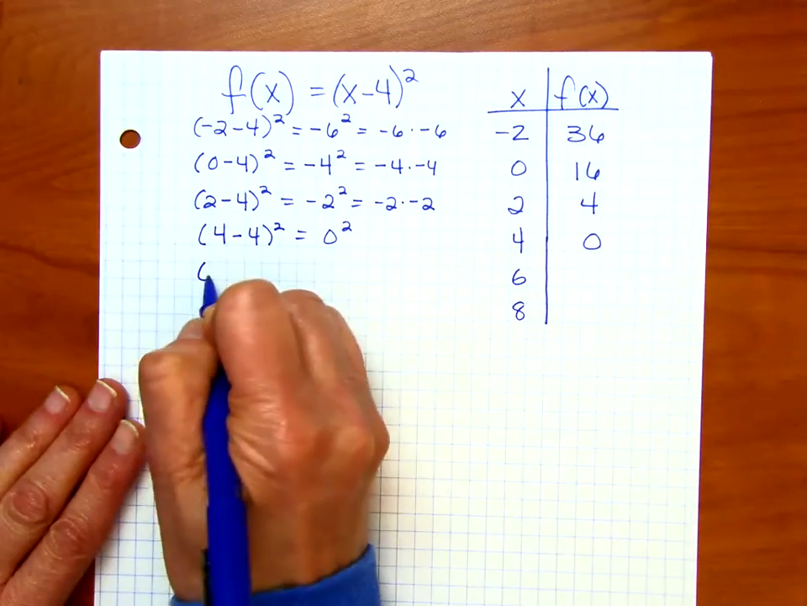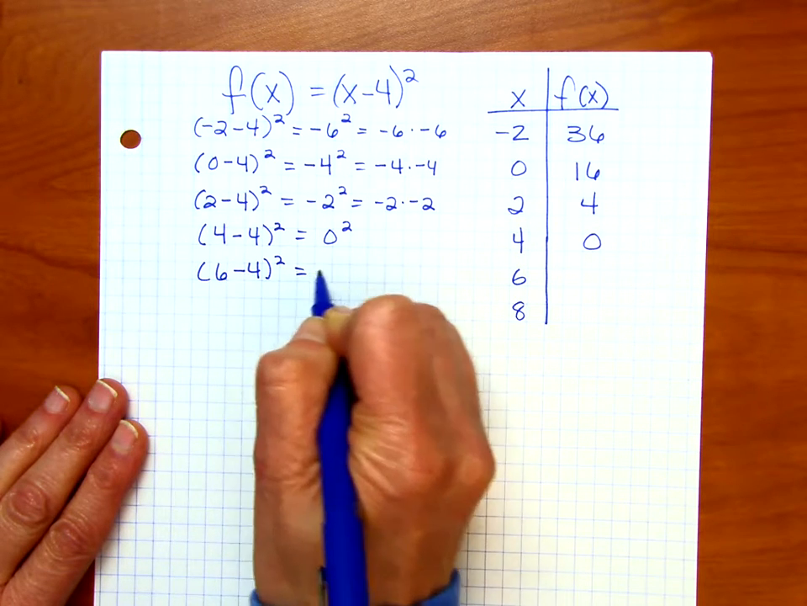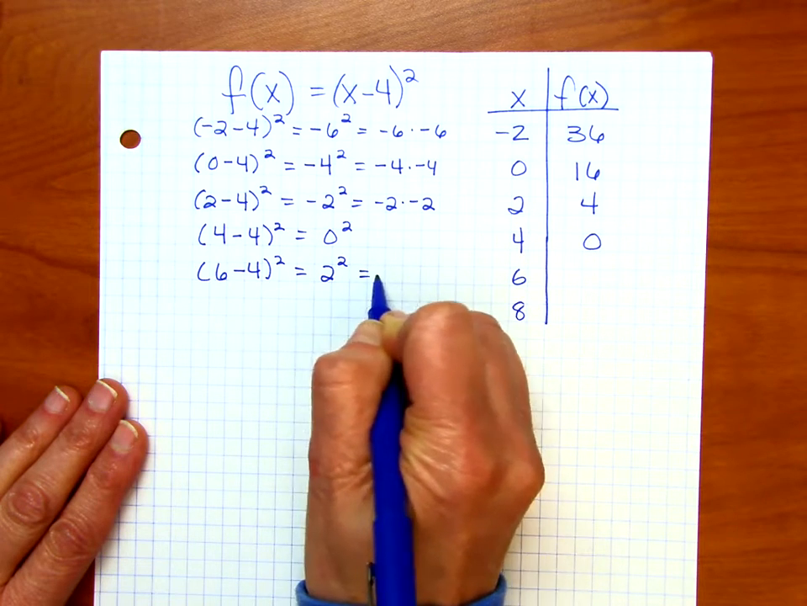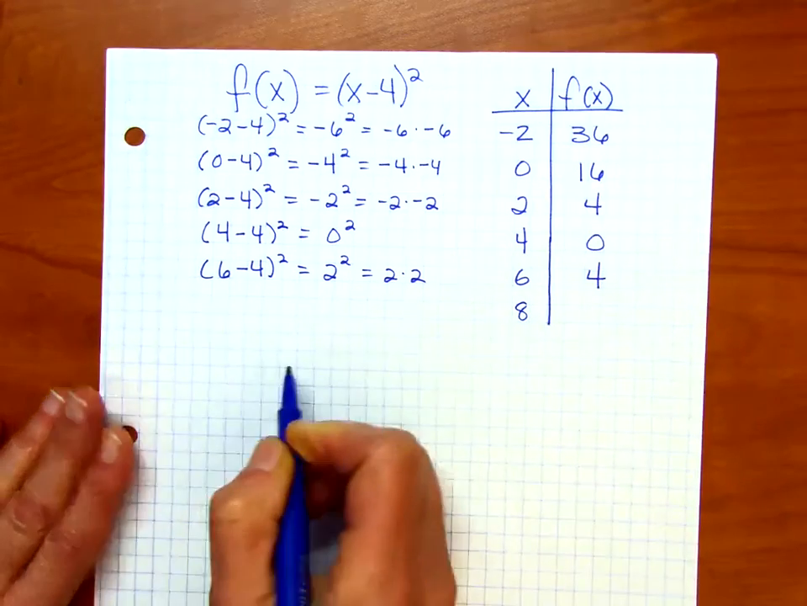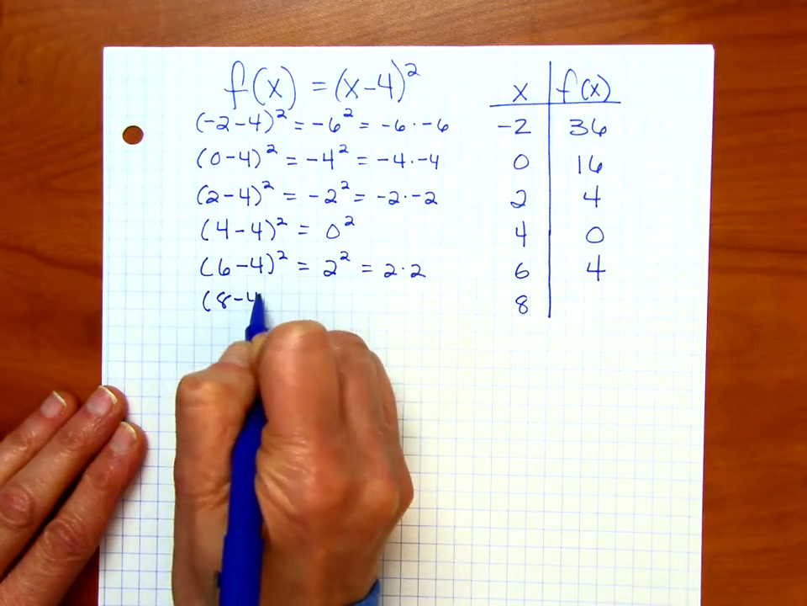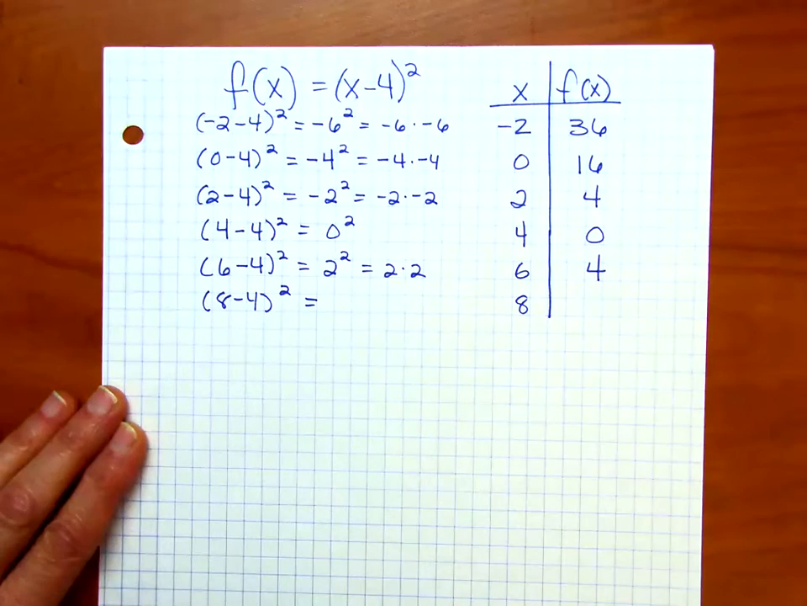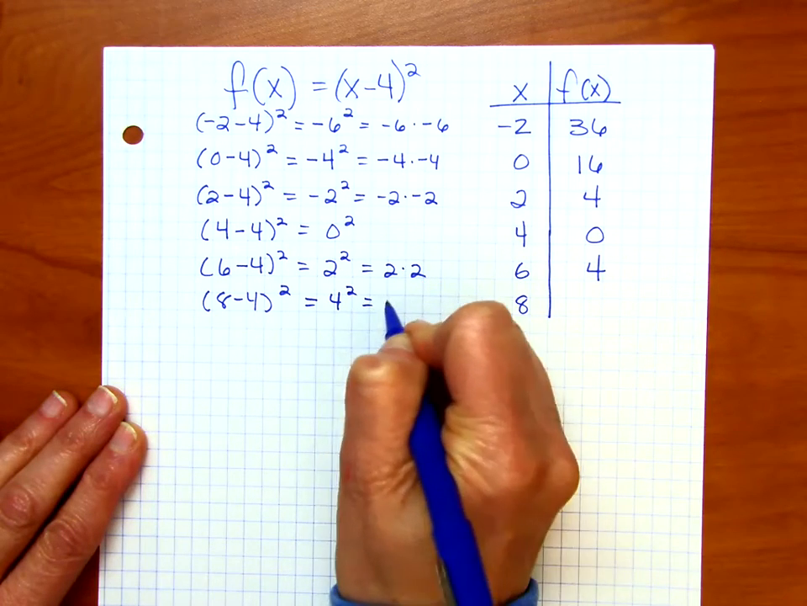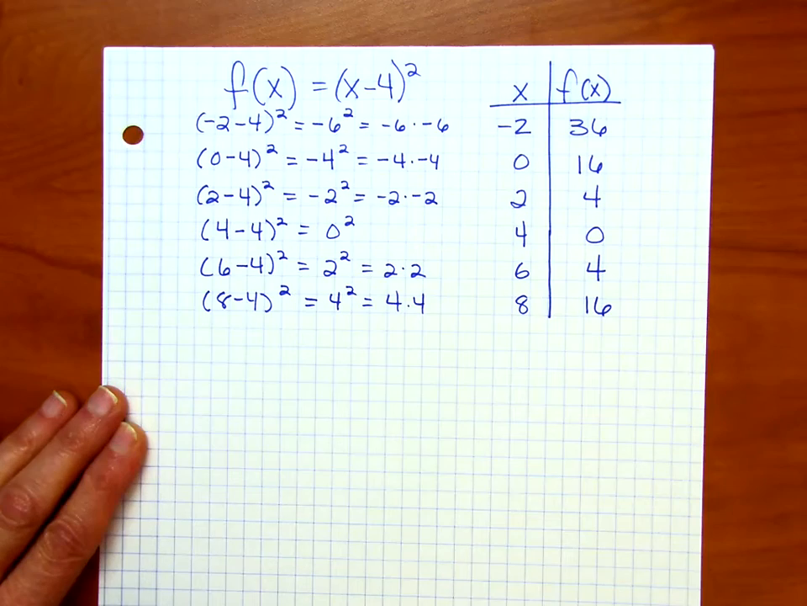Now we've got 6 minus 4 squared. That's going to give me a positive 2 squared. 2 times 2 is 4. And then let's try the 8. 8 minus 4, and square that. 8 minus 4 is 4, and 4 squared is 4 times 4, which is 16.